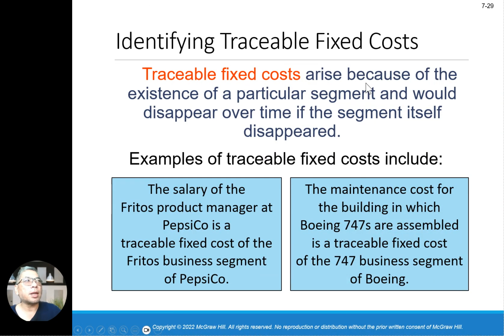Traceable fixed costs arise because of the existence of a particular segment and would disappear over time if the segment itself disappeared. Examples of traceable fixed costs include the salary of the Fritos product manager at PepsiCo, which is a traceable fixed cost for the Fritos business segment of PepsiCo. Also, the maintenance cost of the building in which the Boeing 747 is assembled is a traceable fixed cost of the 747 business segment in Boeing.